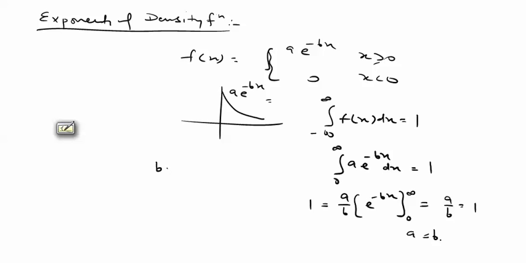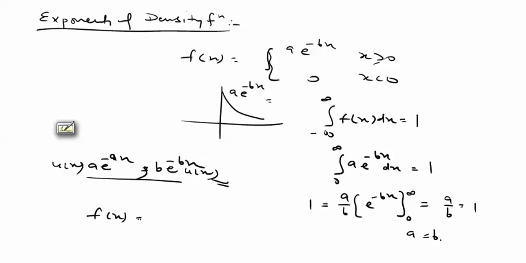Means we can write it in this way, b e power minus bx or a e power minus ax, multiplied with u(x). Both are valid density functions. If someone gives us 5 e power minus 10x, this is not a valid exponential density function, because both values should be the same. In this case they are not the same.